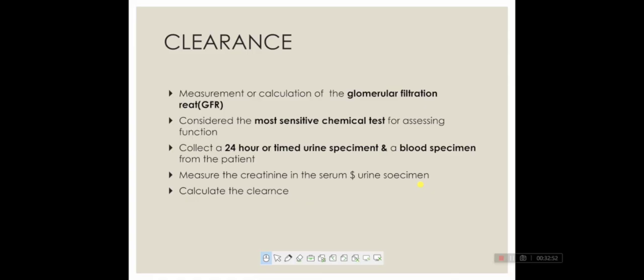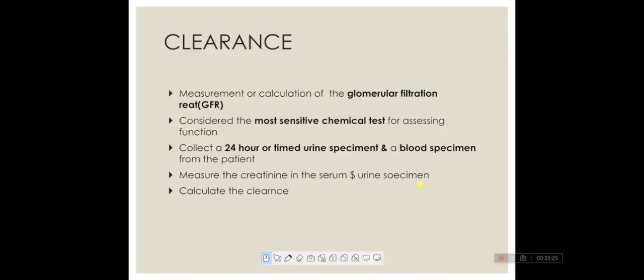Now talk about clearance. What is clearance of the glomerular filtration rate? The measurement or calculation of the glomerular filtration rate is considered the most sensitive chemical test for assessing the functioning of the kidney. Usually a 24-hour or timed urine specimen is collected, and a blood specimen is also collected from the patient. Then the urine concentration of that component is compared with the blood concentration of that component, and then the clearance is calculated. So this is all about the renal function test.